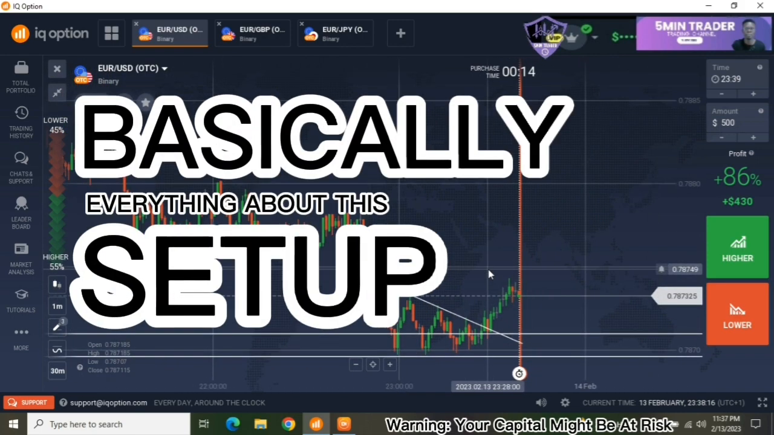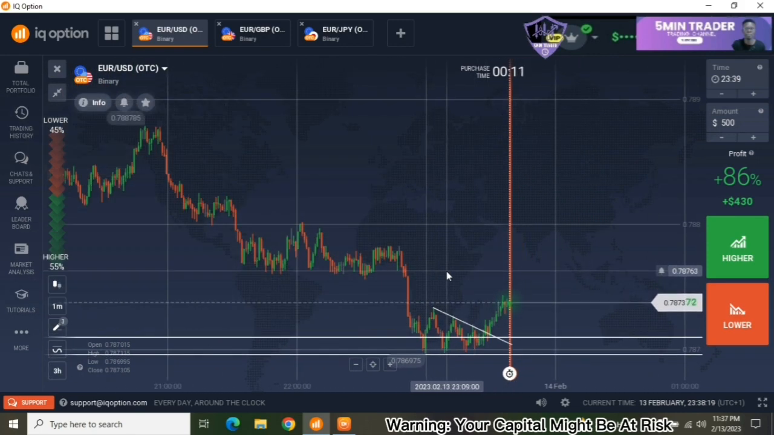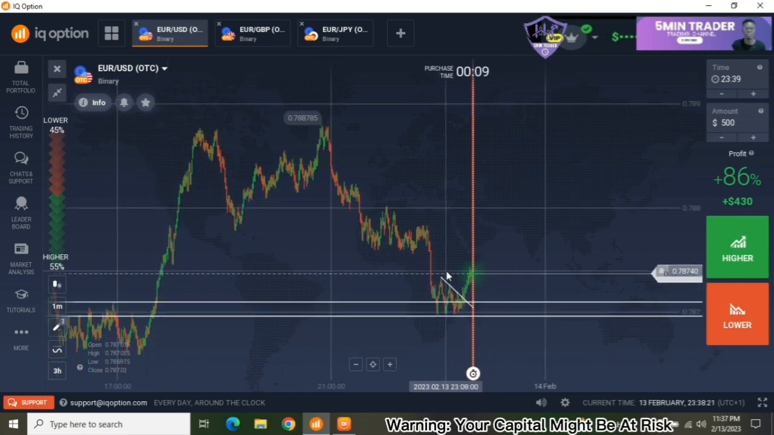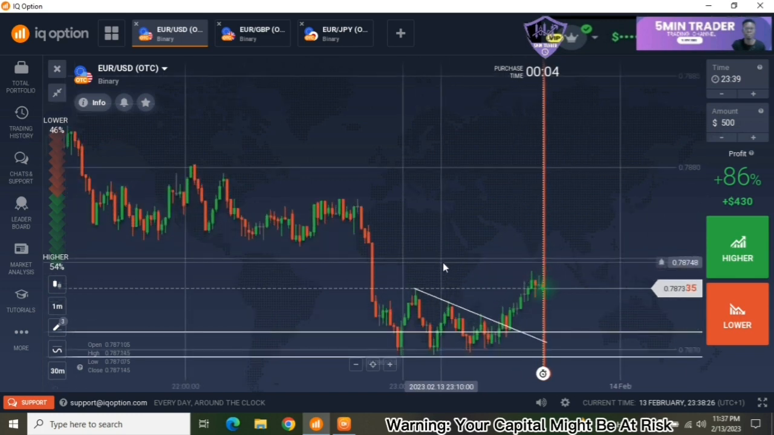So this is basically everything about this trading setup. These are the kind of setups you are going to find in the market almost all the time, and whenever you find them, this is how to trade them.